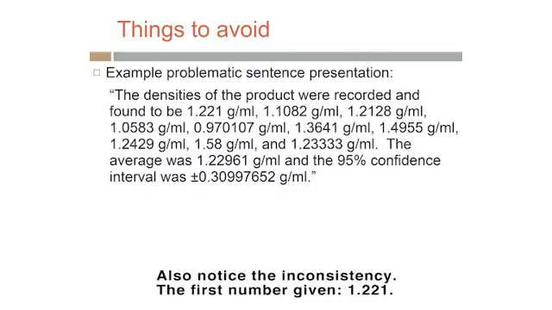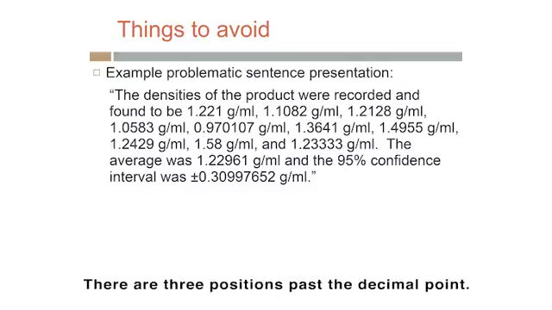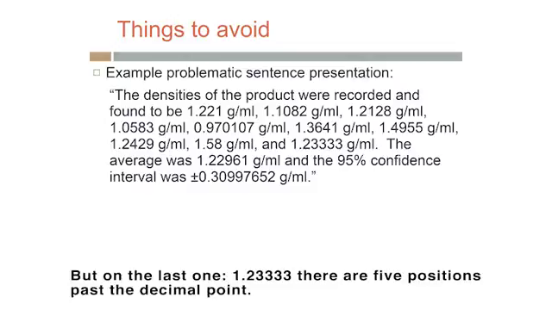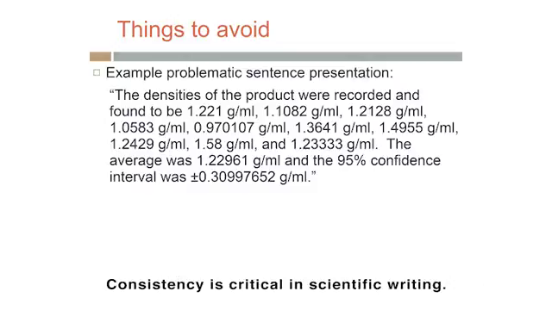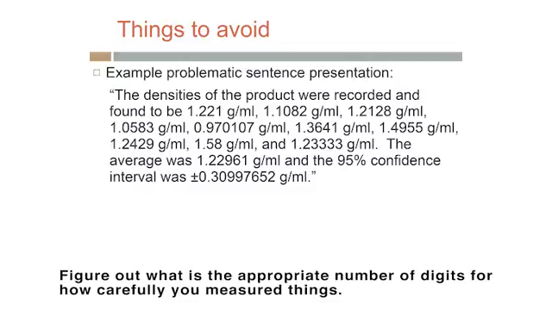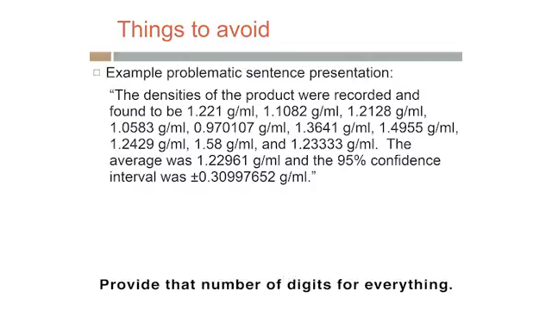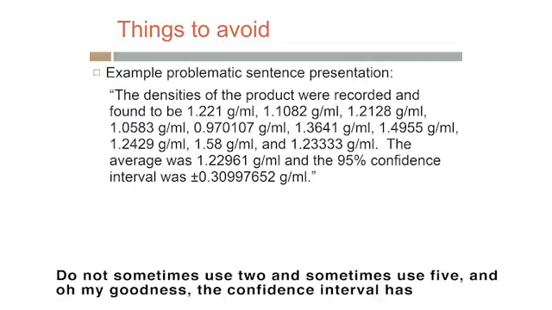And also notice the inconsistency. The first number given, 1.221, has 3 positions past the decimal point. But on the last one, 1.23333, there are 5 positions past the decimal point. Consistency is critical in scientific writing. So figure out what is the appropriate number of digits for how carefully you measured things, and give that number of digits for everything. Don't sometimes use 2 and sometimes use 5.